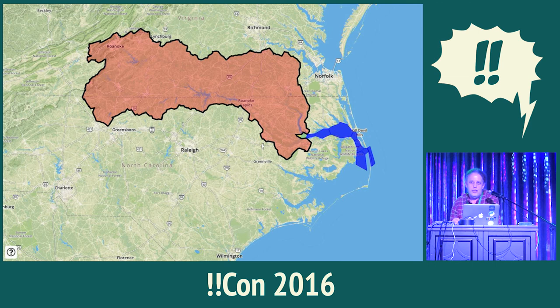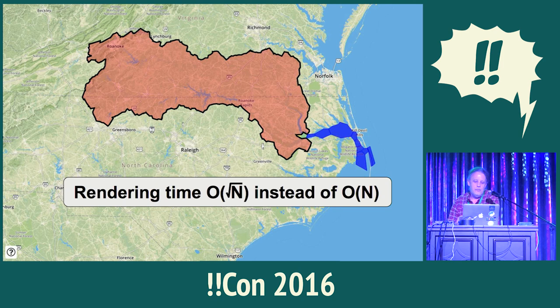All I really cared about was drawing the one red blob. And so by doing a little bit of computation in advance to merge all the polygons in each of these red blobs into one and just store the perimeter, it cut down the rendering time from being linear in the number of polygons to a square root, which for big regions made a huge difference. And so that's what allows the program to be as snappy as it is and made me really happy.